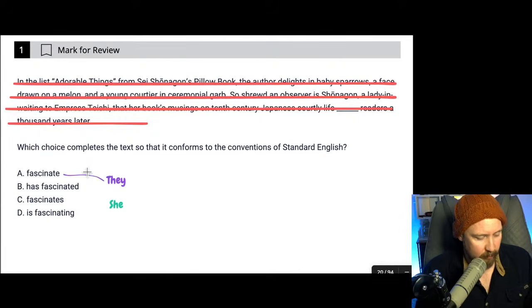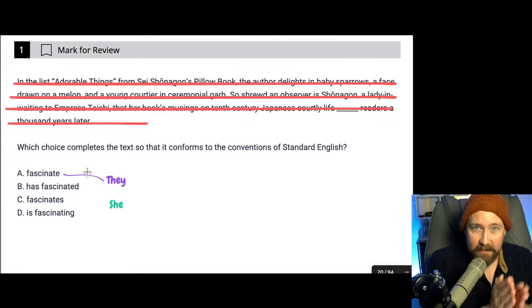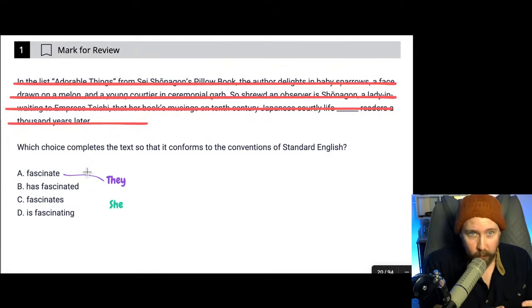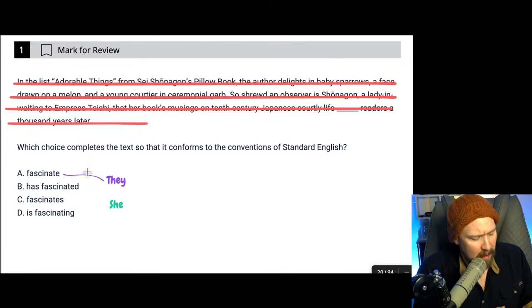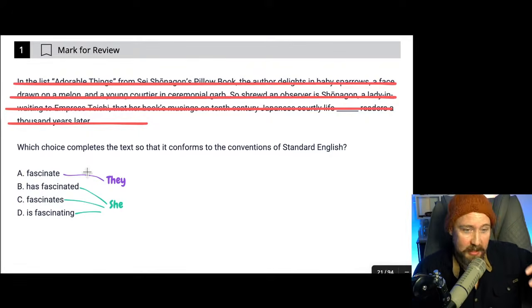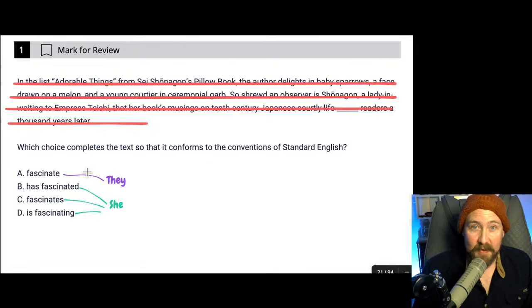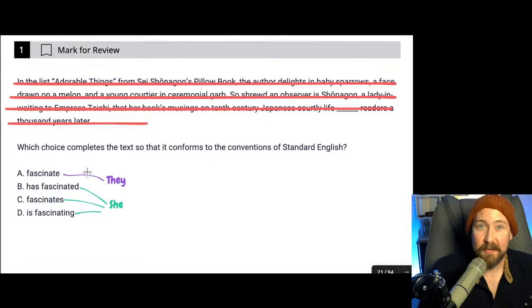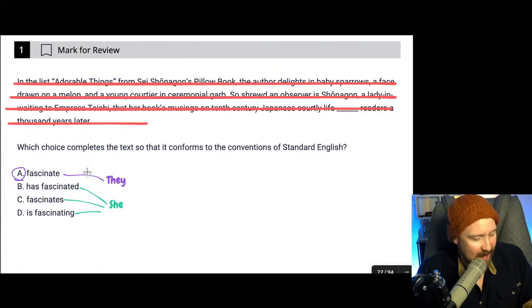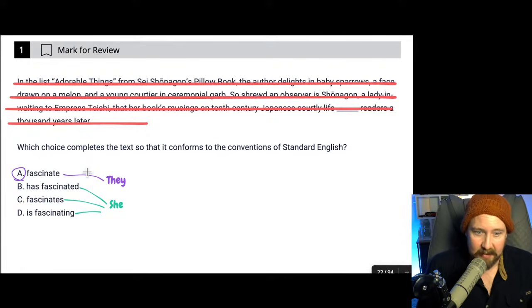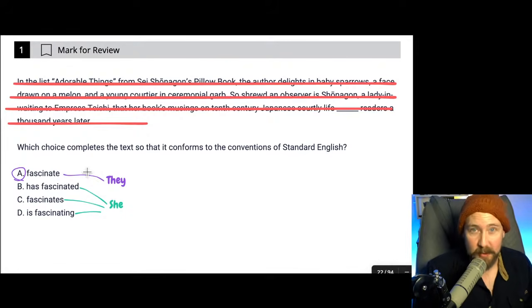So, for example, we would say they fascinate. Like if we were forming a sentence, we would say, they fascinate me, right? And then for the other answers, it looks like we would use she, right? She has fascinated. She fascinates. She is fascinating. And then the odd verb out trick is the correct answer is always going to be the odd verb out. So because they only connects to fascinate, choice A, fascinate, is going to be our answer.